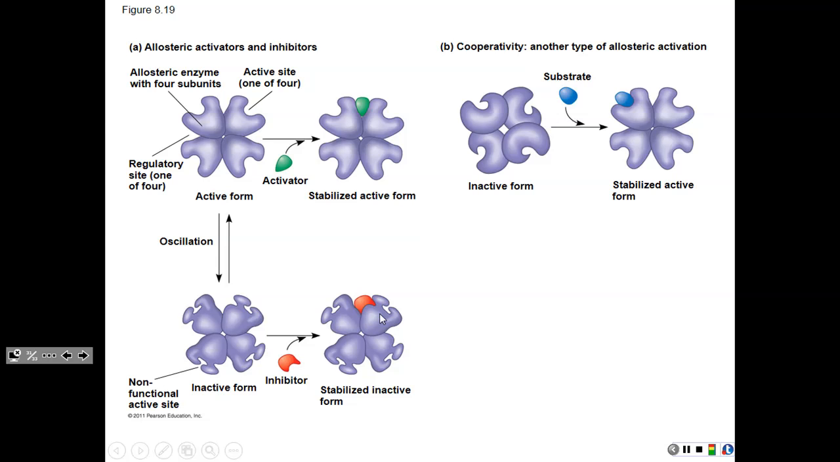So, activators are things that make it easier for substrates to get to the active site. Inhibitors are things that make it harder for things to get to the active site. If substrates can't get to the active site, that's going to have a negative effect on the turnover rate for the enzyme. Obviously, I would think.